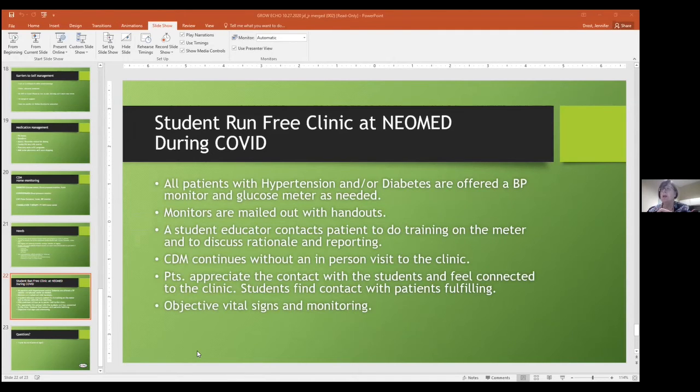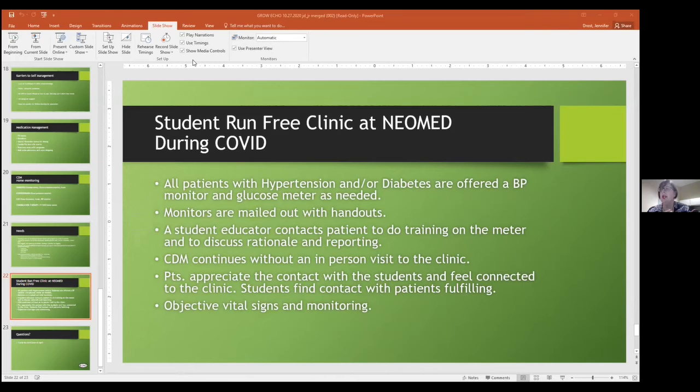Chronic disease management continued without having an in-person visit to the clinic, which was great. So we could continue to manage their chronic disease and titrate their medications and not lose that inertia that we started, and not fall back into clinical inertia. Patients appreciated the contact with the students and they feel connected to the clinic, and that was a very positive thing. And students found that the contact with the patients was very fulfilling.